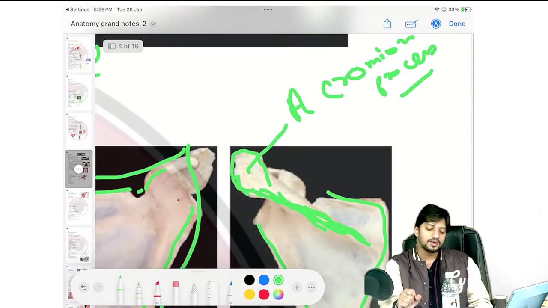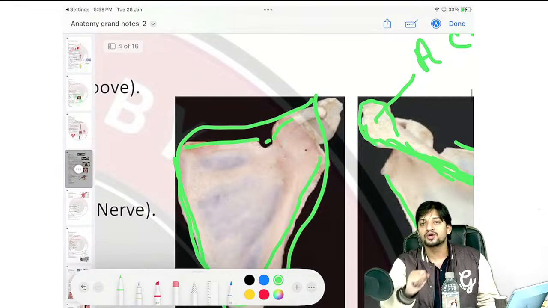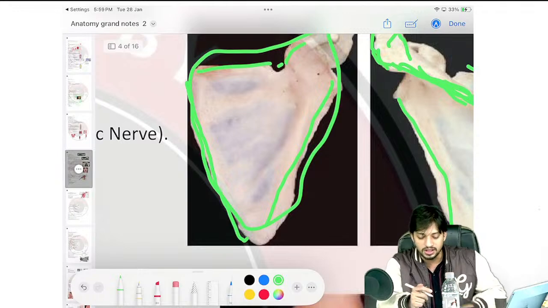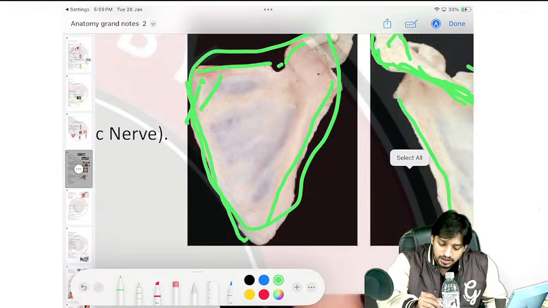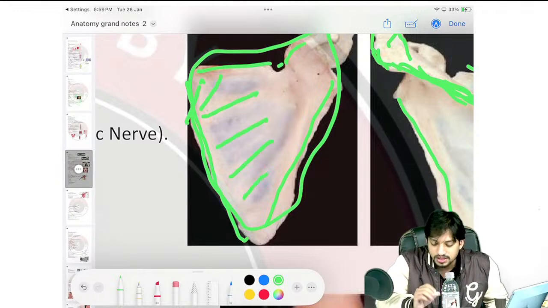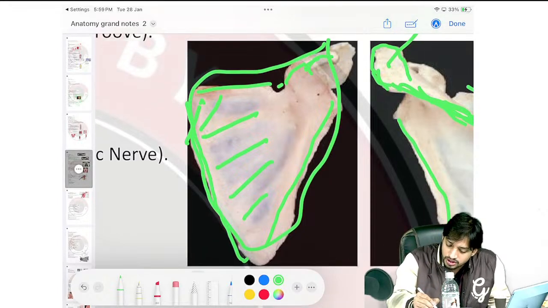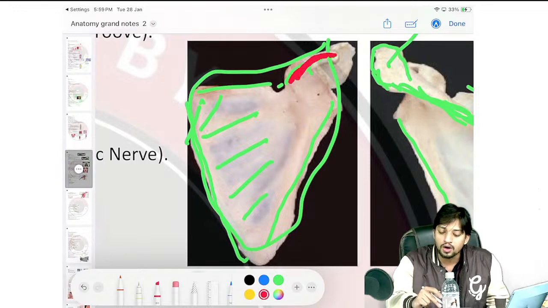At the very same time, on the ventral aspect, what is happening? On the ventral or anterior aspect of the scapula, you will see flat structures, some ridges present like this, and no spinous process, but a C-shaped process called the coracoid process.